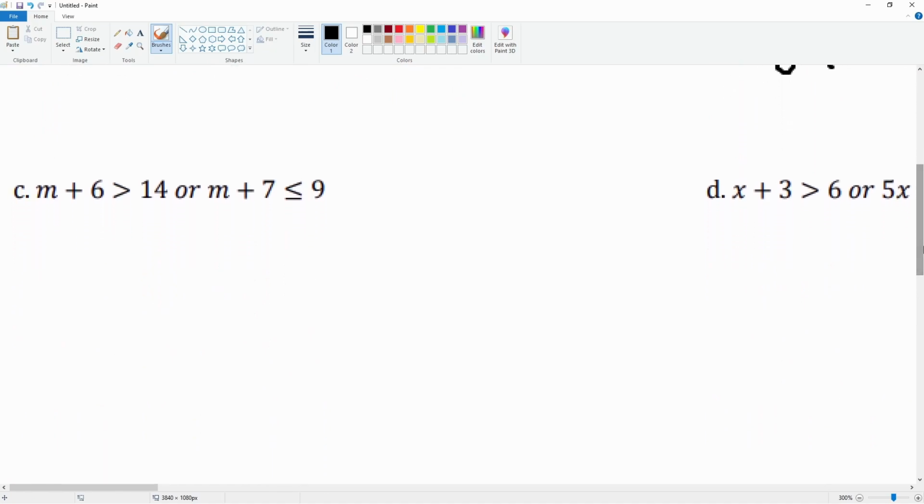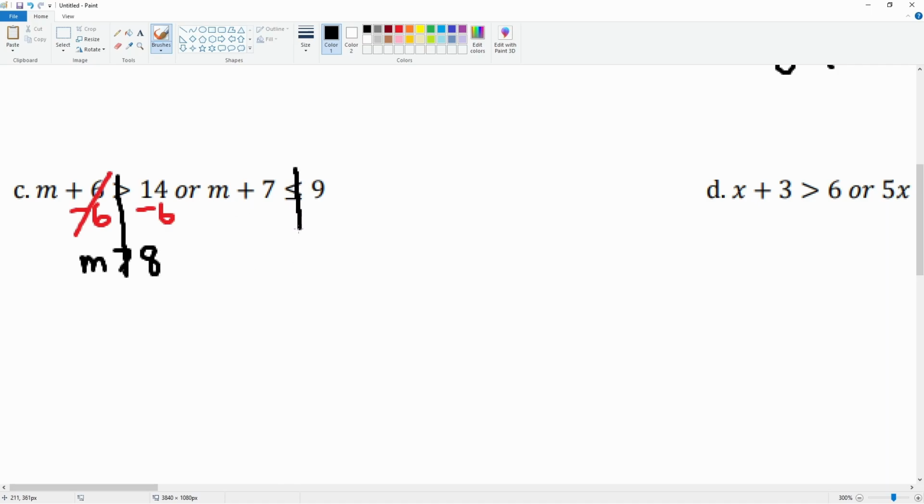C and D are all OR problems, so we can treat them differently. I'm going to do the left one first. m plus 6 is greater than 14. Here's the bar down that middle of the inequality. We're going to minus 6 from both sides. The plus 6 and the minus 6 on the left-hand side cancel, leaving me with an m. Bring down the inequality. And 14 minus 6 becomes a positive 8. So m is greater than 8.